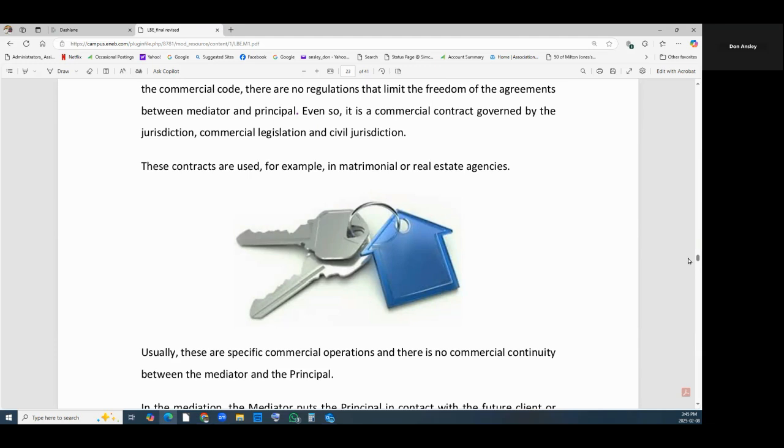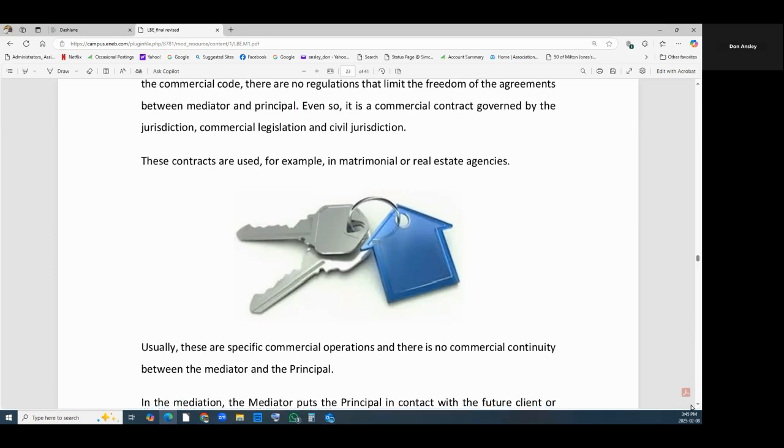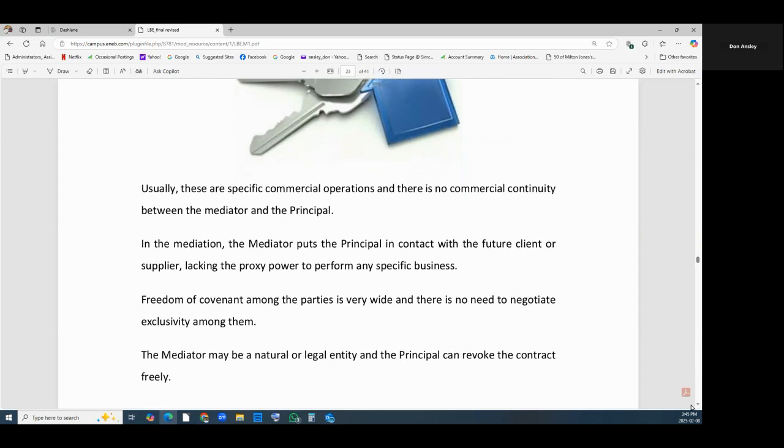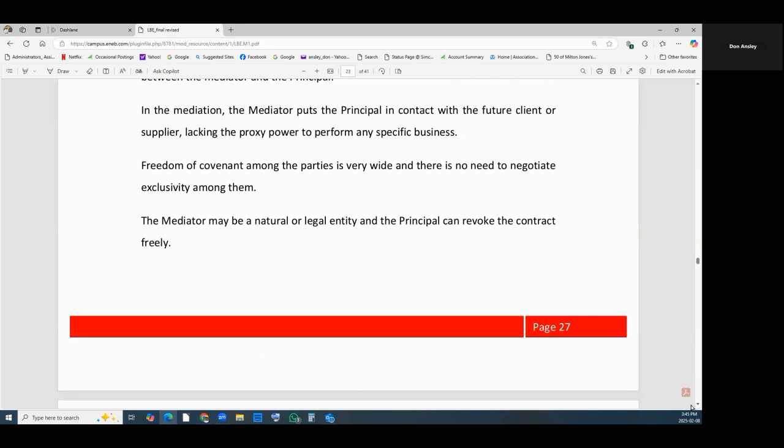Usually there are commercial operations and there's no commercial continuity between the mediator and the principal. In the mediation, the mediator puts the principal in contact with the future client or supplier, lacking the proxy power to perform any specific business. Freedom of covenant among the parties is very wide and there is no need to negotiate exclusively among them. The mediator may be a natural or legal entity, and the principal can revoke the contract freely.